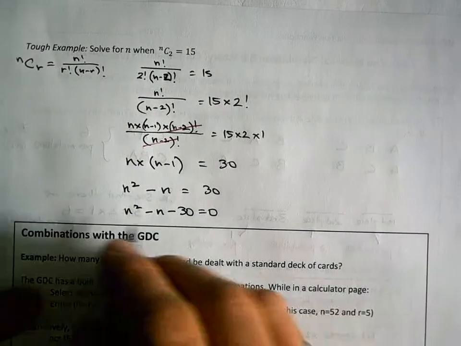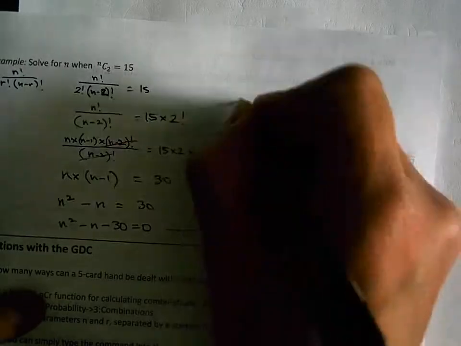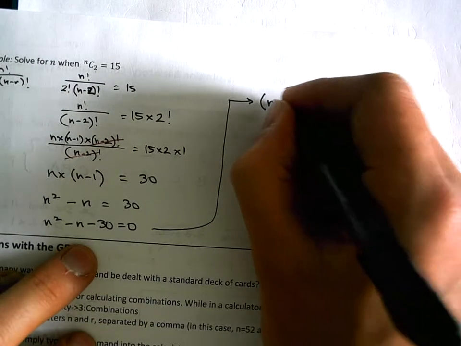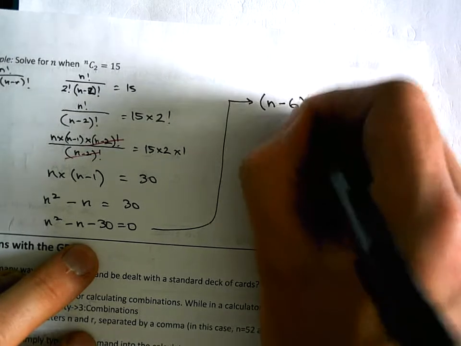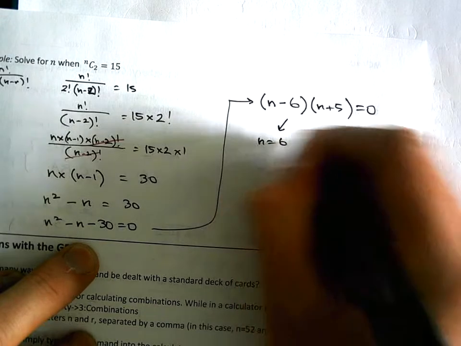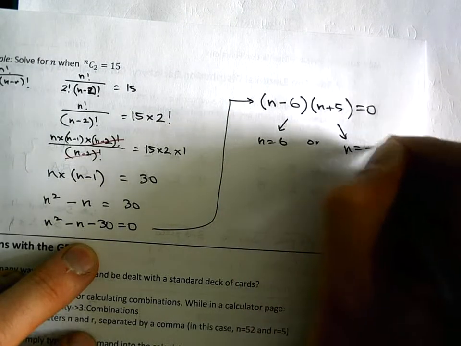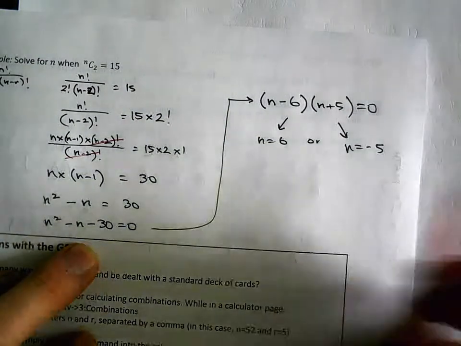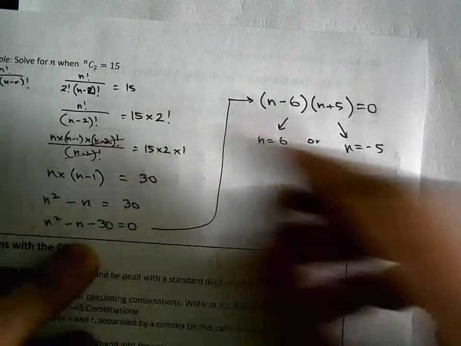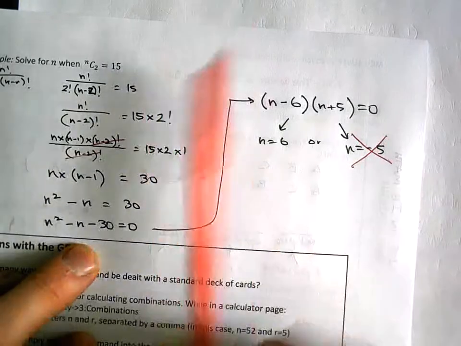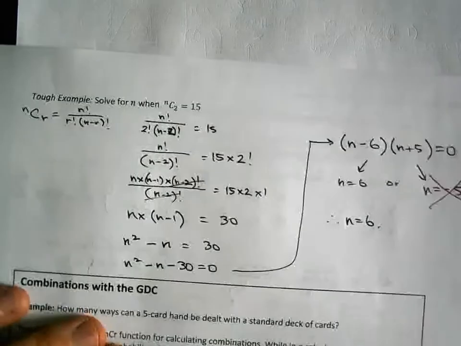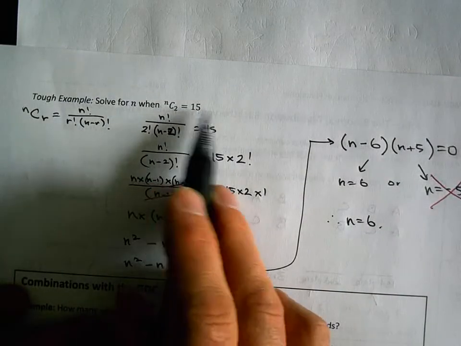Neat. This is a quadratic equation, and actually I can solve quadratic equations. I learned how to do this. I just have to factor this. So this is going to be (n minus 6)(n plus 5) equals 0. So then I get n equals 6 or n equals negative 5. Now, n cannot be negative, right? You can't have negative desserts and put them into groups of 2. So this is extraneous. Therefore, n equals 6.